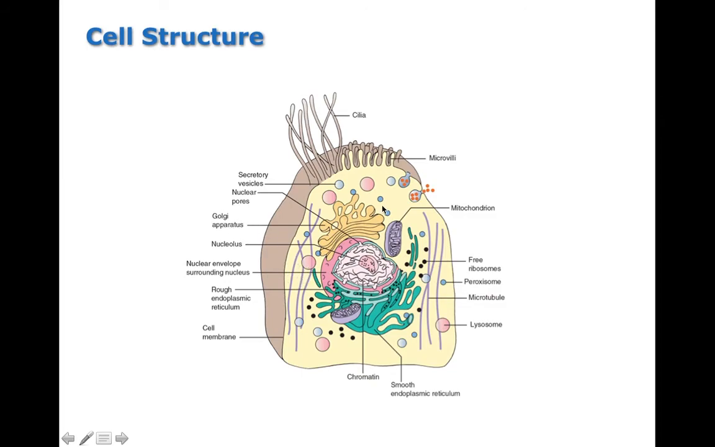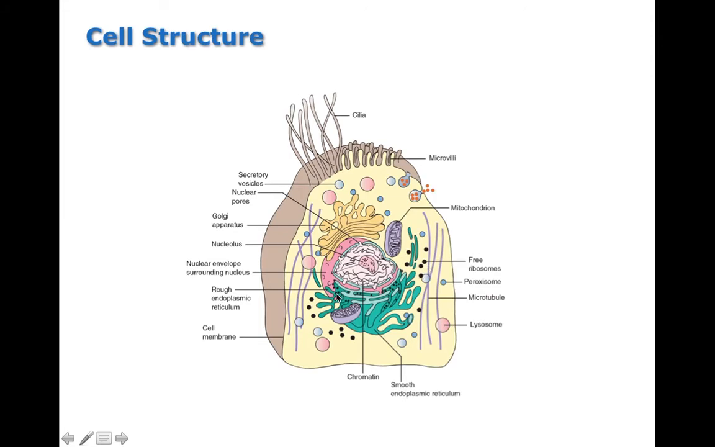fluid. We also have other extensions of the cell surface, things like cilia, which are involved with moving material across the cell surface, or microvilli, which are involved with things like absorption. We also have other organelles here too, things like our mitochondria, which helps make ATP for the cell by converting other nutrient types. We have other things like ribosomes, which are involved with protein synthesis.